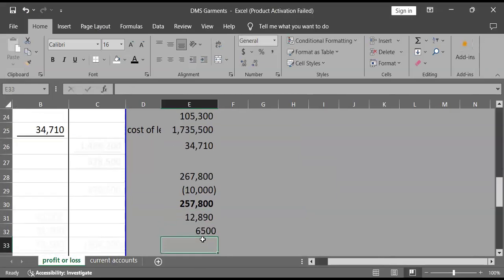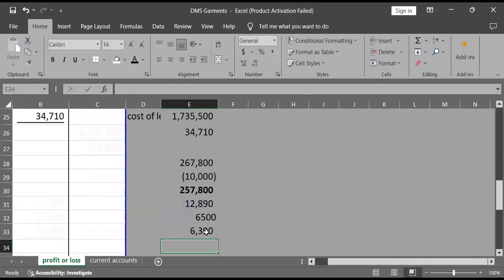First of all, we need to indicate the old provision. So when we subtract the new provision minus the old provision, we see that the provision increased by 6,390. And so we shall show in our expenses that our expenses are going to increase by 6,390, because now this provision is reducing our tentative profits.